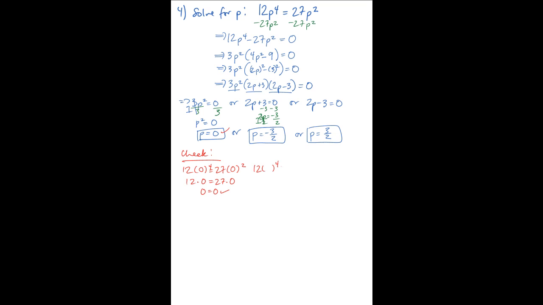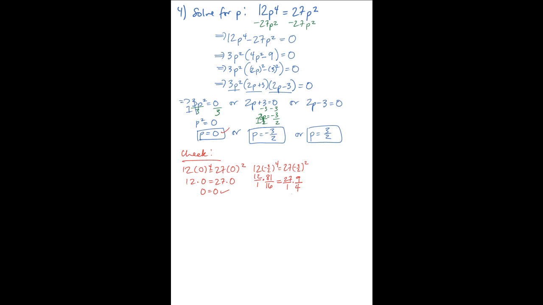12p to the 4th equals 27p squared. And I put in negative 3 halves. Negative 3 halves to the 4th, well, let's see. The negative times itself 4 times, it's going to cancel out because it's an even number of negatives, so it's going to be positive. 3 times 3 is 9, 9 times 9 is 81, 2 times 2 is 4, 4 times 4 is 16. When we square the negative 3 halves, again we're going to get positive. 3 times 3 is 9, and 2 times 2 is 4.